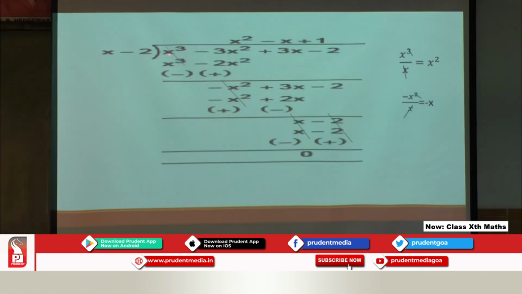See, the polynomial is x raised to 3 minus 3x square plus 3x minus 2, and here divisor is x minus 2. In the earlier previous question I have told you, always the first term of the dividend we should divide by the first term of the divisor. So x cube, here first term of the dividend is x cube, I divided by the first term of the divisor, that is by x, that is equal to x square. So here x square is the first term of the quotient.